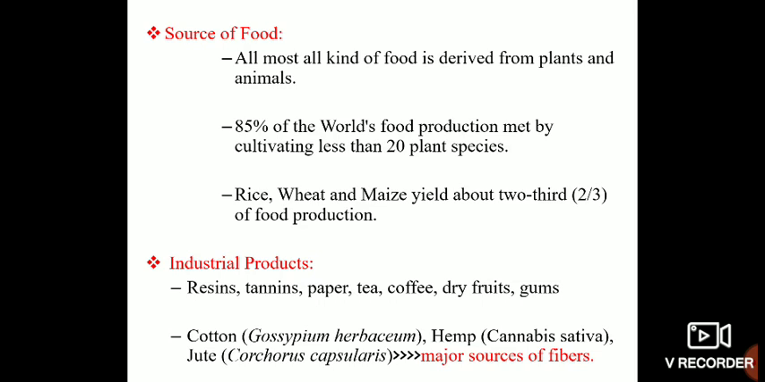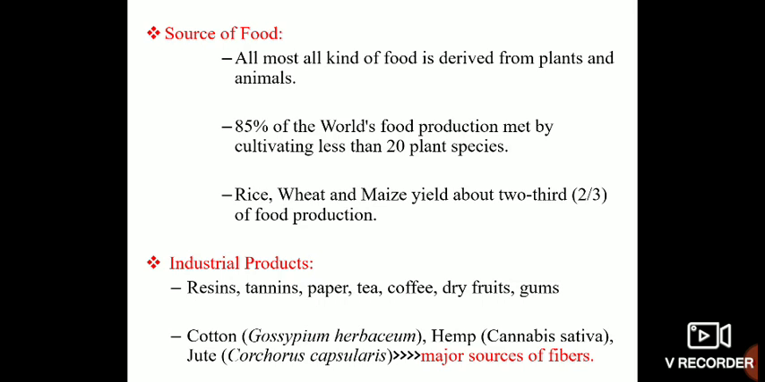You can understand, from these three plants we are getting 2/3 of the world's food production. If somehow any of these three plants gets extinct, what will be the consequences? Millions of people will die. So you can understand how important these plants are in our survival.